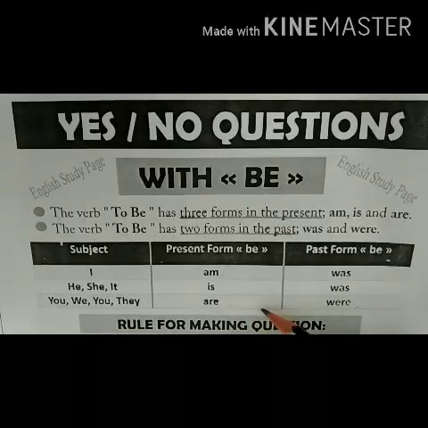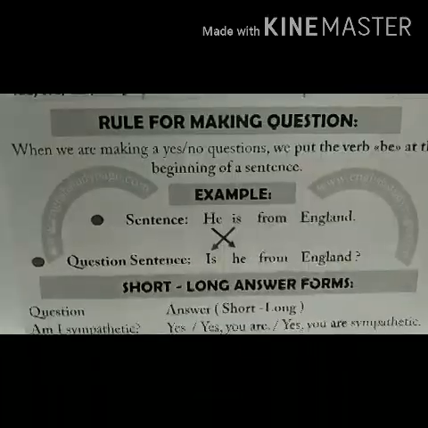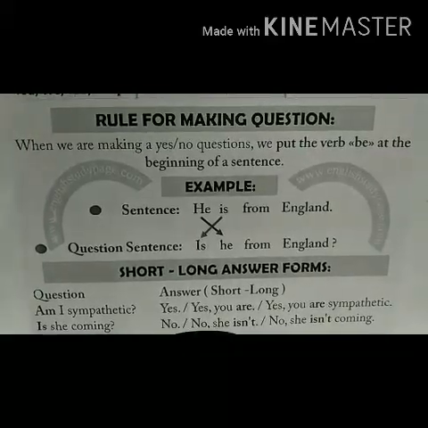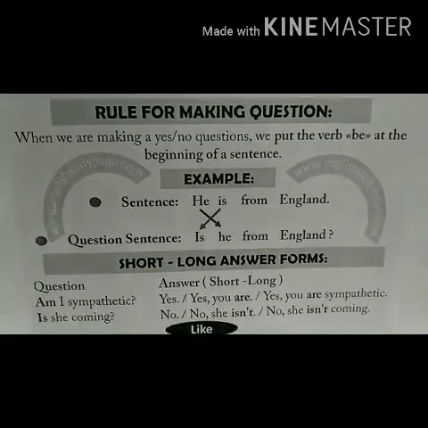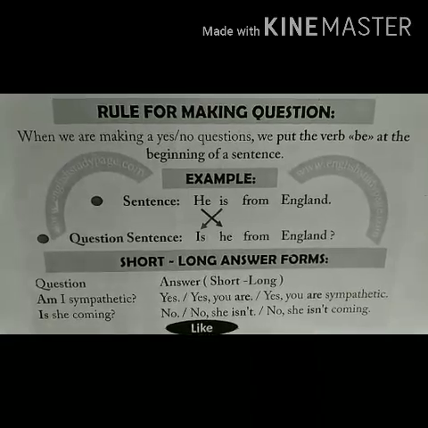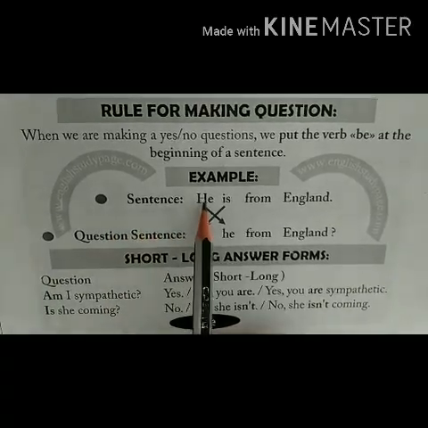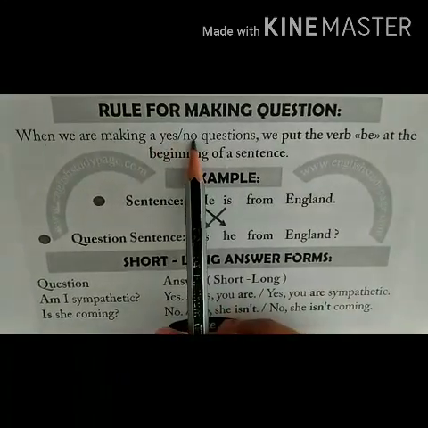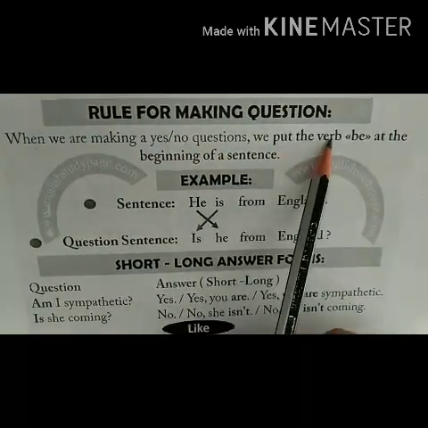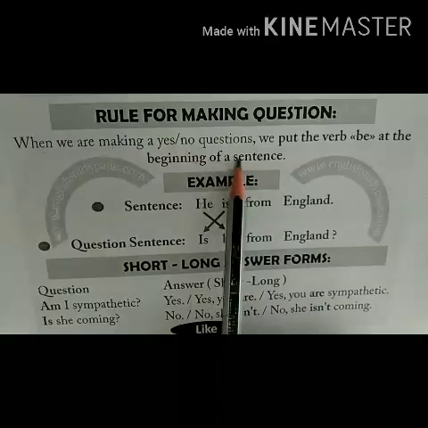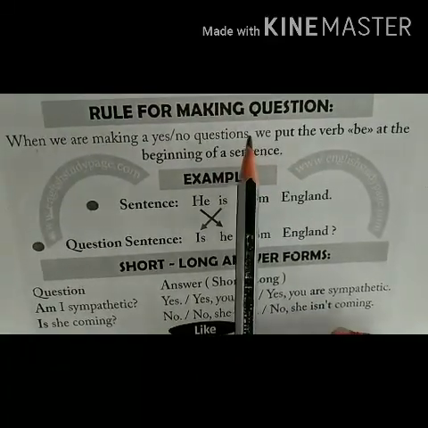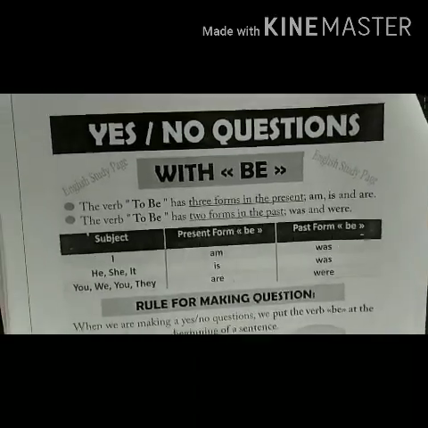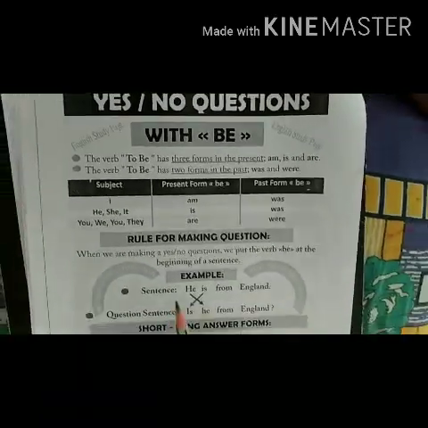Now let's see the rules of making questions. We have to make the question in such a manner that the answer should be either yes or no. So let's see how to make questions. When we are making a yes or no question, we put the verb be at the beginning of the sentence. इसका मतलब है हमको verb be को beginning of the sentence में रखना है. So let's see the example.